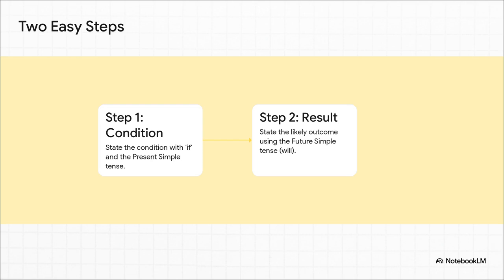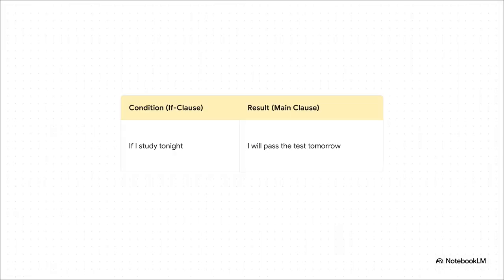Let's break it down into two super easy steps. Step 1, you set the scene with your condition. That's the if part. And step 2, you deliver the punchline, the likely result. Condition, then result. Boom. So, let's look at our example sentence again, but this time, let's break it down with that formula. So the condition, the if clause, is if I study tonight. And that directly leads to the result, the main clause, I will pass the test tomorrow. See? It fits together like a perfect puzzle piece.